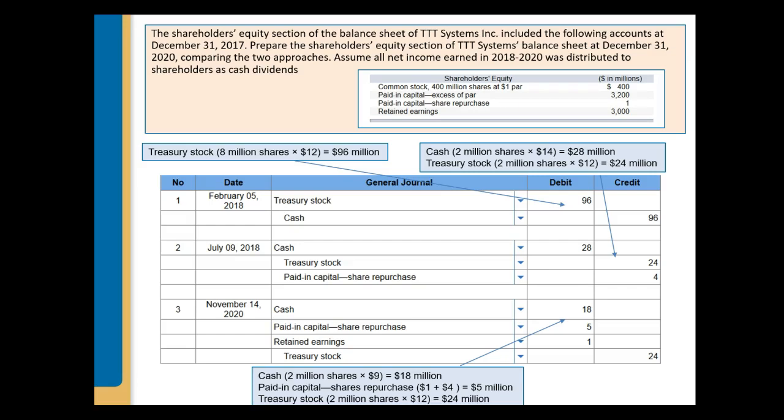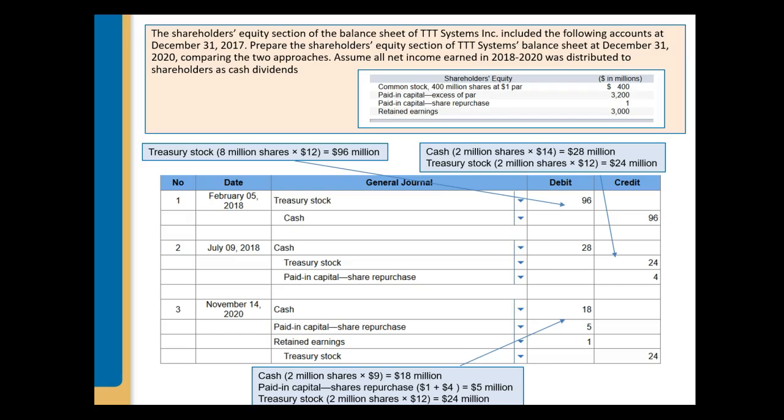So, if we repurchased it for $12 a share, we need to make sure that we credit the $12 a share as a credit against treasury stock, and then the difference goes into paid-in capital for the share repurchase. So on July 9th, we debit our cash, 28, we credit our treasury stock for the portion 2 times 12, because that is what we had initially repurchased it for, and then we credit the difference to paid-in capital.